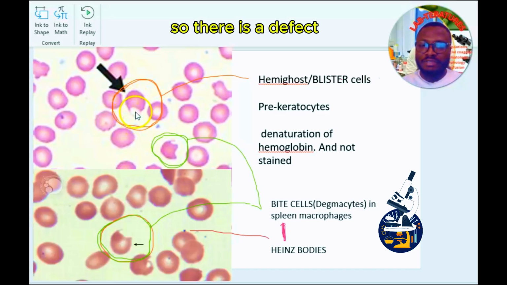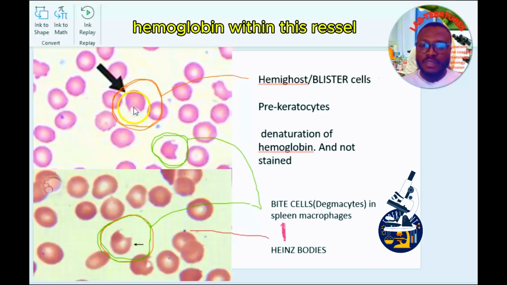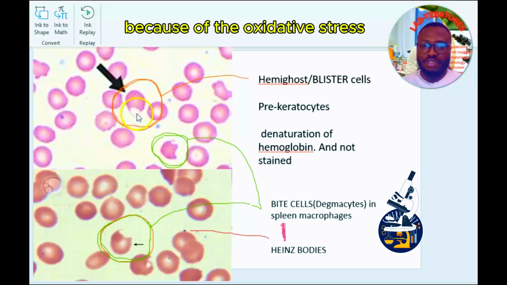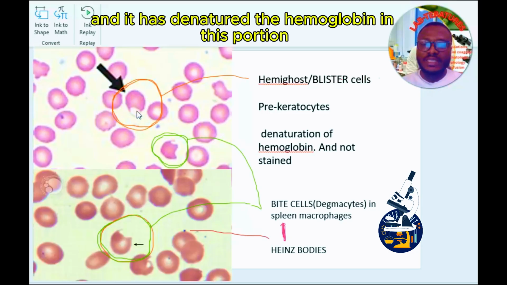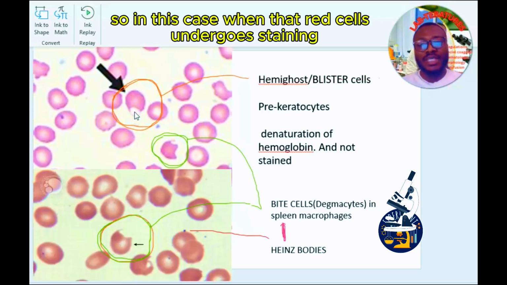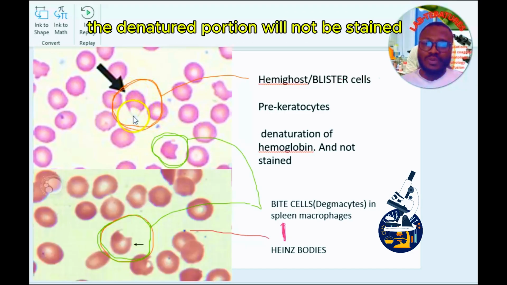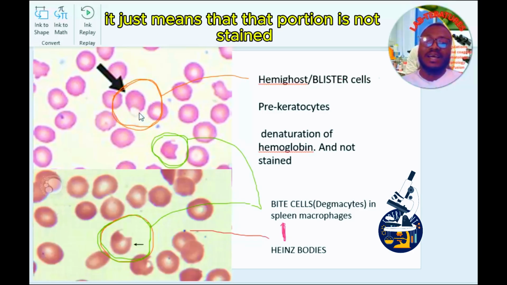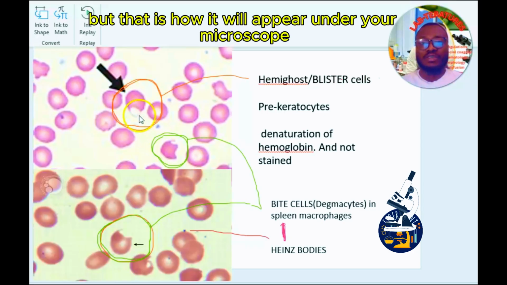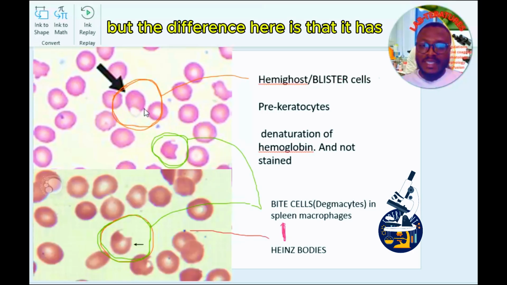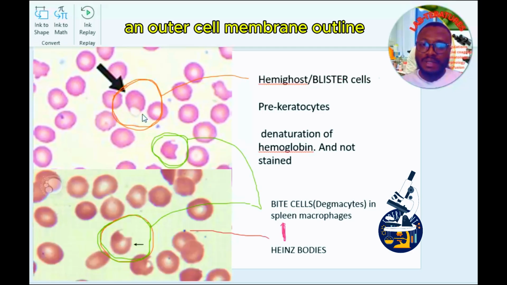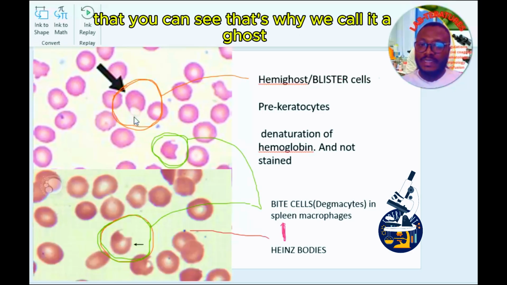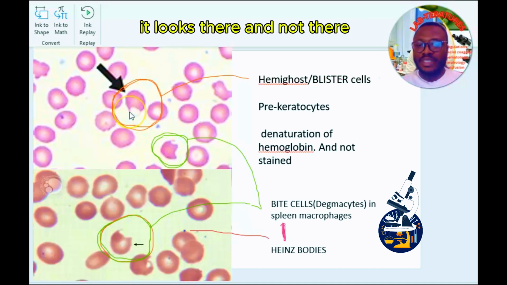So there is defective hemoglobin within this red cell because of the oxidative stress, and it has denatured the hemoglobin in this portion. When that red cell undergoes staining, the denatured portion will not be stained and will look white. It doesn't mean there is a hole or something. It just means that portion is not stained, but that is how it will appear under your microscope. The difference here is that it has an outer cell membrane outline that you can see. That's why we call it a ghost. It looks there and not there.